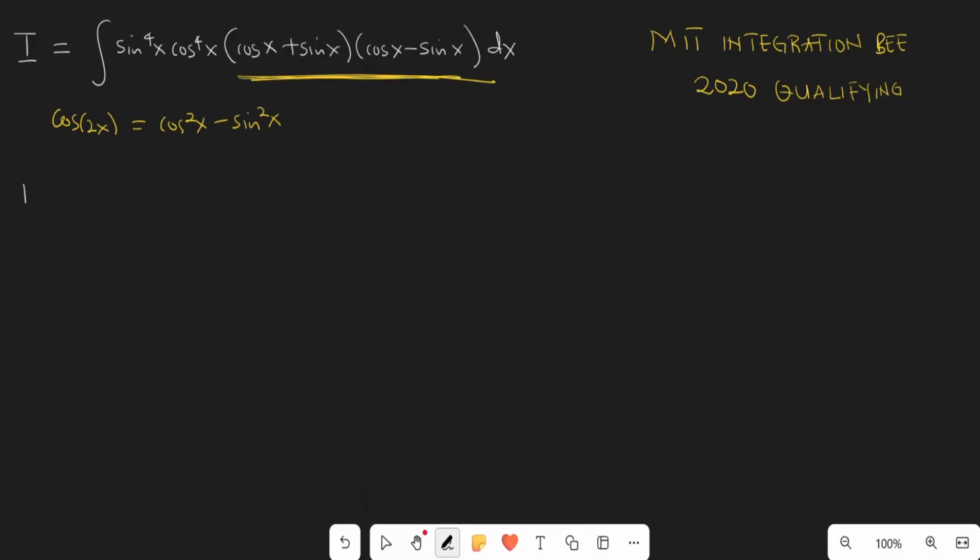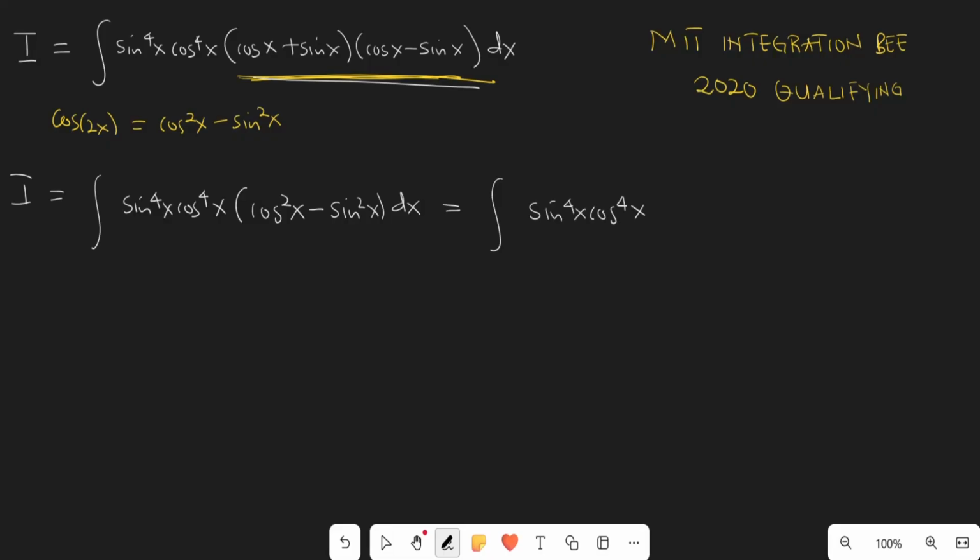So our integral I is the integral of sine raised to the power 4 of x, cosine raised to the power 4 of x, multiplied by, these are a difference of two squares, and multiplying them will give you cosine square of x minus sine square of x dx. And this is equal to the integral of sine raised to the power 4 of x cosine raised to the power 4 of x, multiplied by the cosine of 2x dx, because this is the same as the cosine of 2x from the double angle identity.